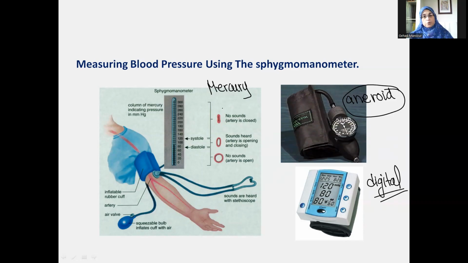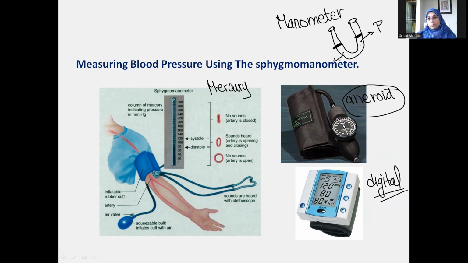Now, when we come to the mercury sphygmomanometer, as we said, it is a manometer, meaning that it is based on the idea of a U-shaped structure, and when you have a U-shaped tube like this, and the level of the liquid is the same in both sides of the manometer, then the pressure here will be equal to the pressure there. And this is the main idea of the sphygmomanometer.